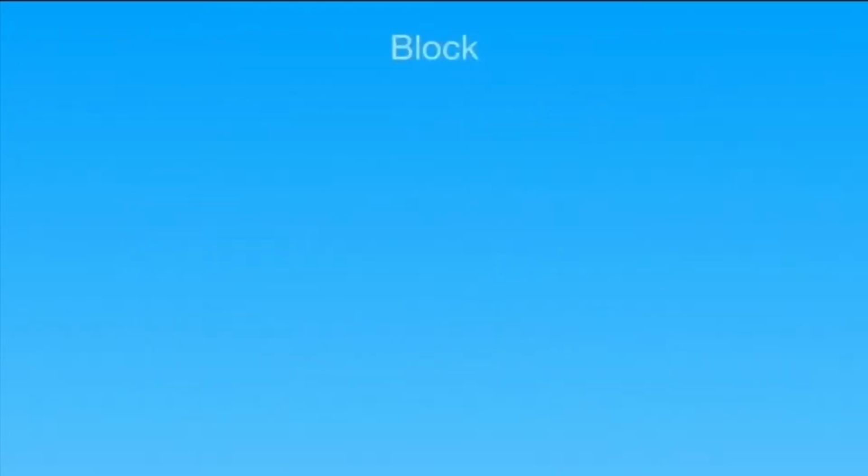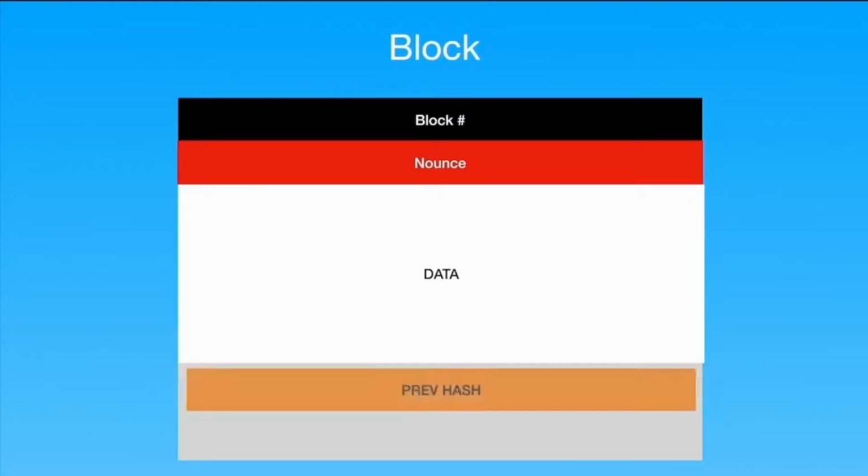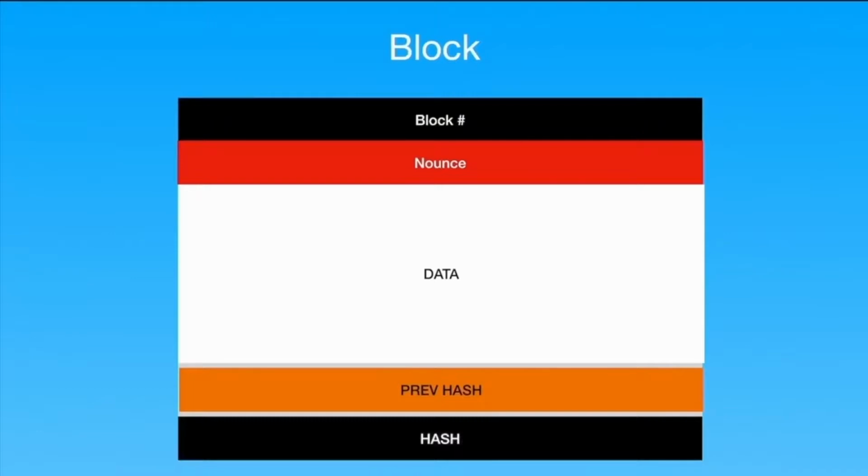So the basic unit of the blockchain is a block, which is used to store the information of the various transactions on the blockchain. The block contains the following information. It contains the block ID. It contains a nonce number. We will discuss the nonce number in a later part of the video. The block also contains data. This data stores all the information of the transactions that are performed on the blockchain. It contains a previous hash and it also contains the hash of the current block.